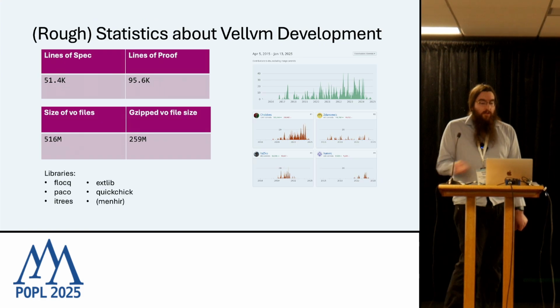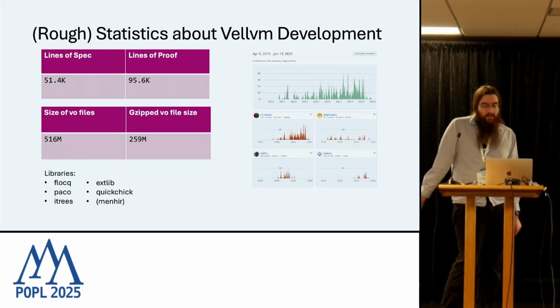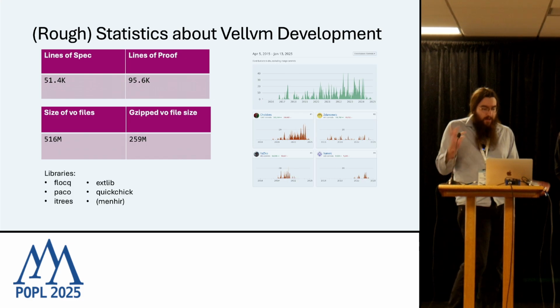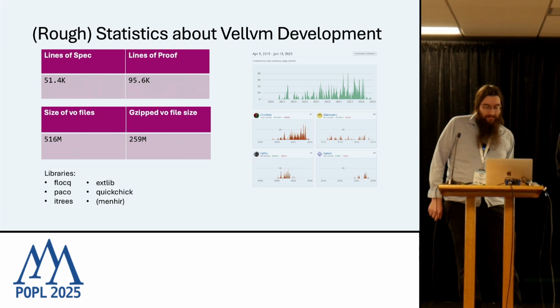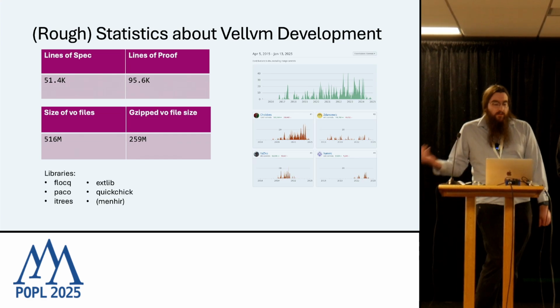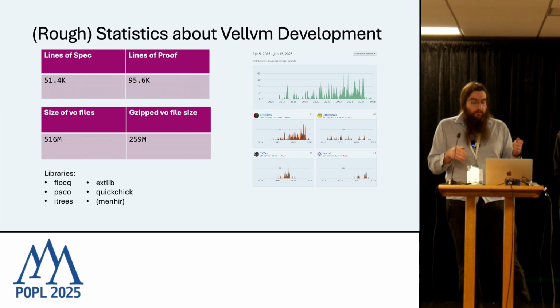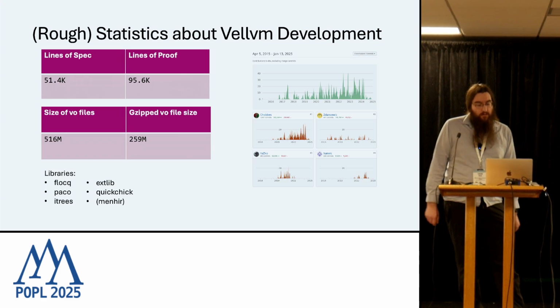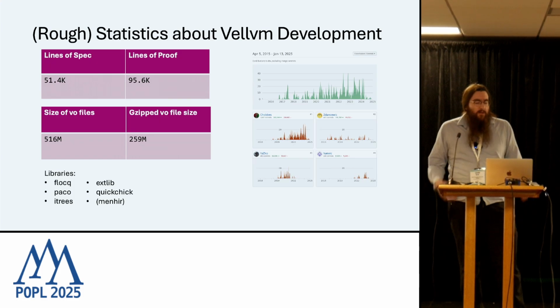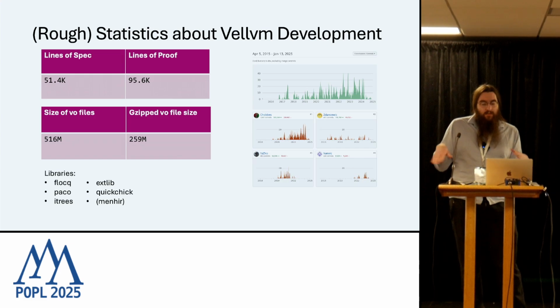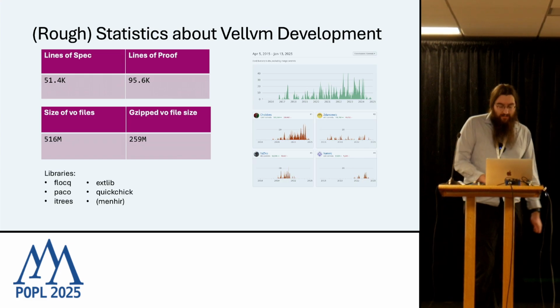So Vellvm is a large project. It's under very active development. There's about 50,000 lines of spec and 100,000 lines of proof, according to a wc tool that we found for Rocq. A lot of these lines of code are actually in the refinement relations established for the new memory model. And for a sense of the scale and complexity of the proof terms, the .vo files total about 500 megabytes, and when gzipped, they're about half the size.